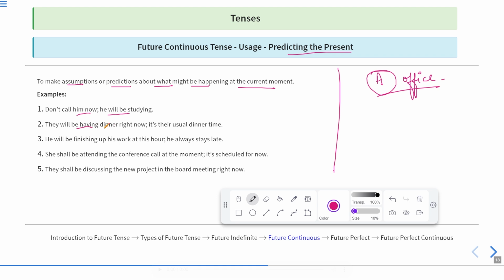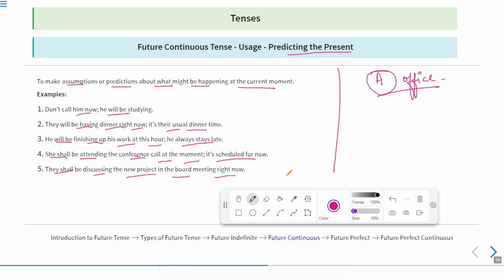They will be having dinner right now, as it is their usual dinner time. He will be finishing up his work at this hour. He always stays up late. She shall be attending the conference call at the moment. It is scheduled for now. They shall be discussing the new project in the board meeting right now.